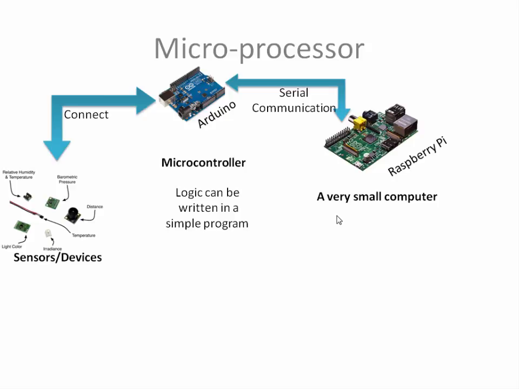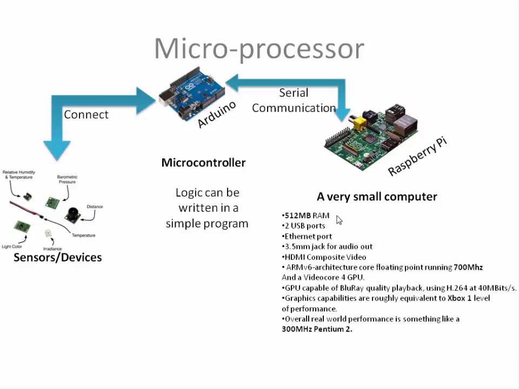Now if we see Raspberry Pi, it's a pretty powerful small computer. You can see the specs here. If I highlight the specs, you can see it has 512 megabytes of RAM. That's very good for the size of the computer. It has 700 megahertz of floating point operation.